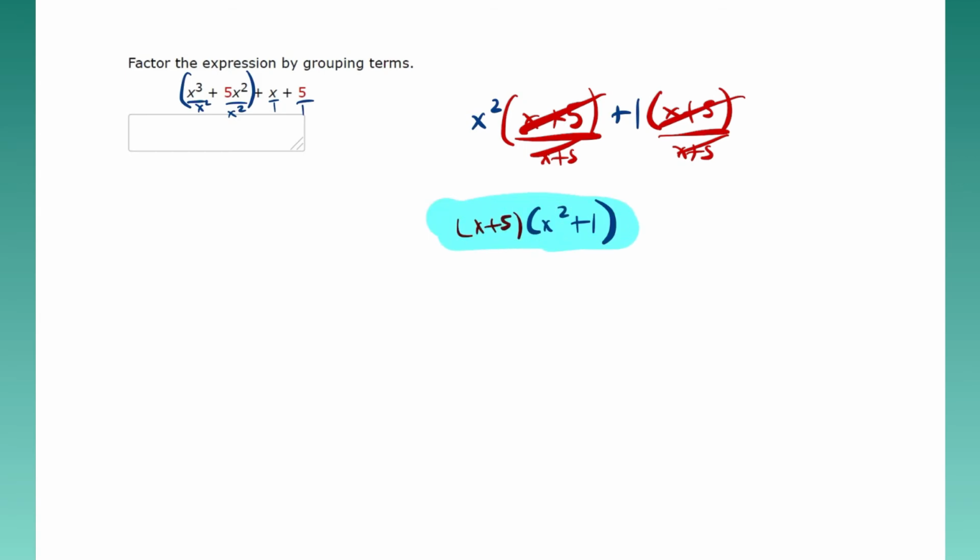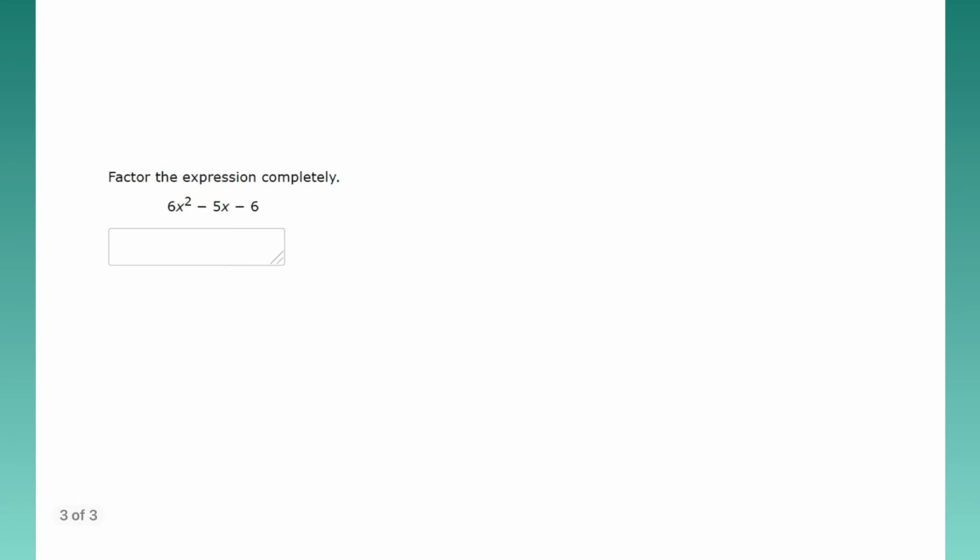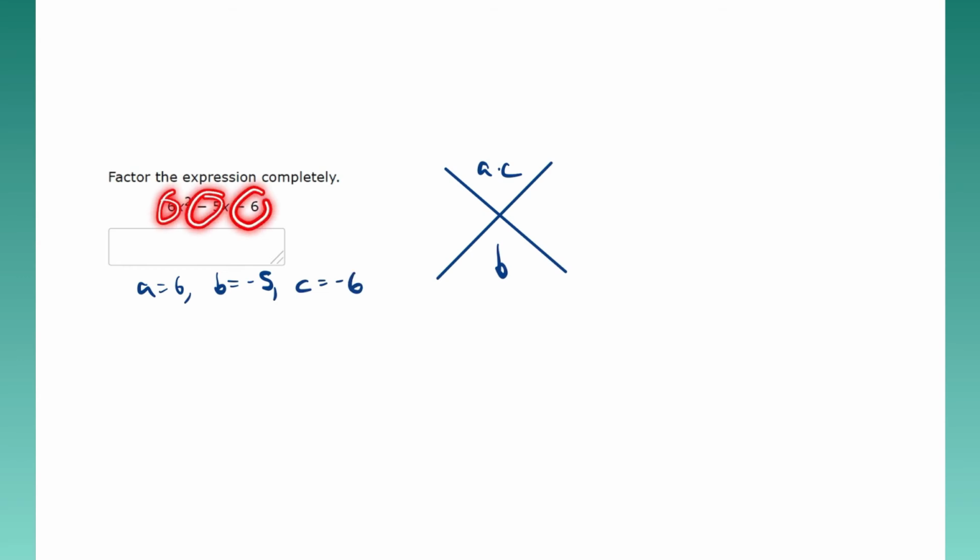All right, this is the last problem. Factor the expression completely. So we have to do a diamond again, like we did the first example, or the second example, I think it was. So remember, it's A times C and B. A is 6, B is -5, C is -6. Coefficient, constant. A times C is -36. And then we got B is -5. So now we have to think of a combination of numbers whose product is -36 and whose sum is -5.